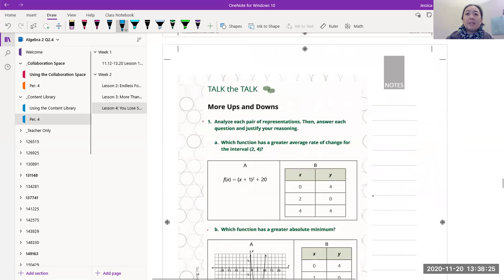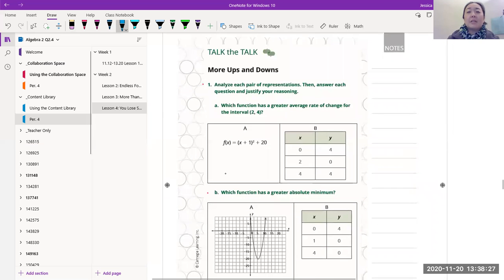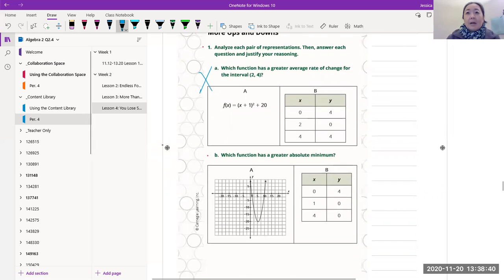All right, so we're going to do some comparing here. Actually, we're just not going to do this one. We're talking about greater average rate of change. We didn't really talk about that. Honestly, it has to do with the slope formula, but we won't get into that. Which one has a greater absolute minimum? Unless you want me to. I kind of feel like I want to now. But which function has a greater absolute minimum?